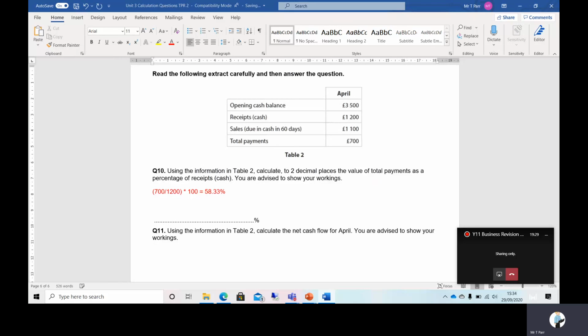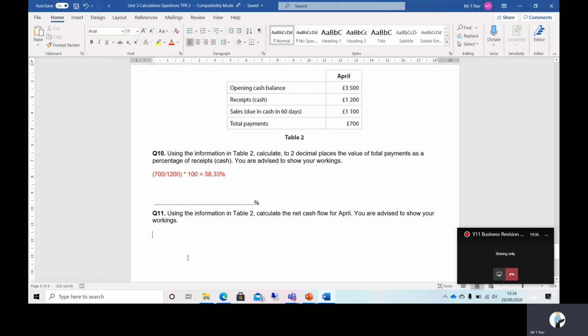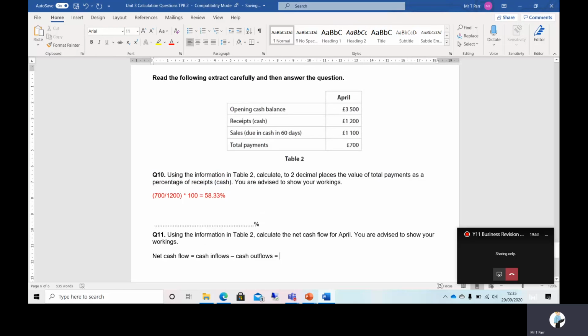So what we need to do here is use information table 2, calculate the net cash flow for April. You're advised to show your working. So it's 2 marks, I think, for this one. So we know the net cash flow is equal to cash inflows take away cash outflows. Now, in this particular case, what are our cash inflows? Well, we know we've definitely made 1,200 quid. That is cash, that's receipts made in cash. So it's going to be 1,200.